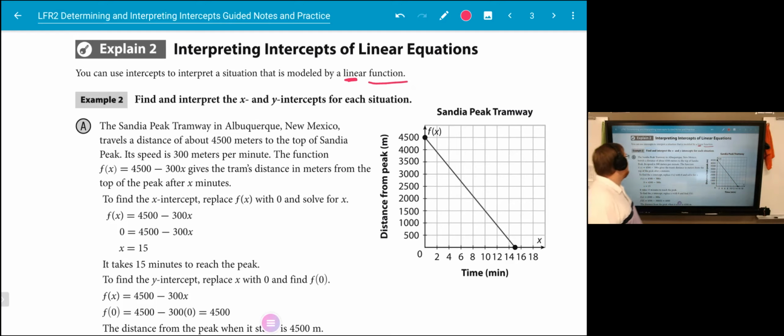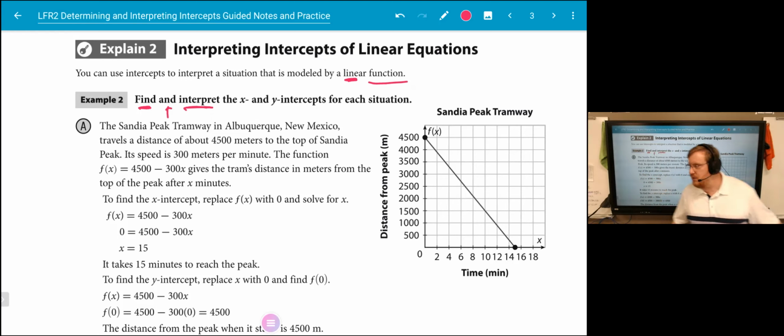Example 2, find and interpret. So there's 2 parts: the x and y intercepts for each situation. The Sandia Park tramway in Albuquerque, New Mexico, travels a distance of about 4,500 meters to the top of Sandia Peak. Its speed is 300 meters per minute. The function f of x equals 4,500 minus 300x gives the tram's distance in meters from the top of the peak after x minutes.